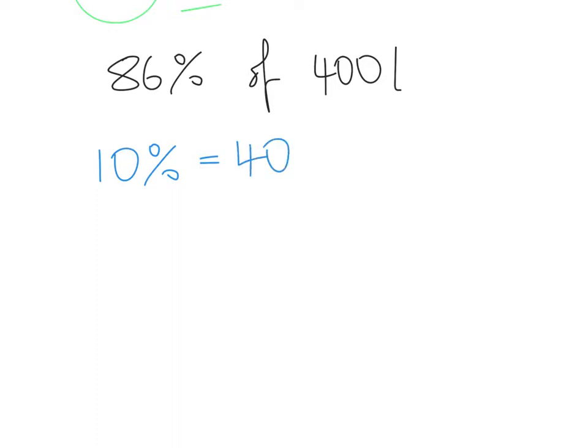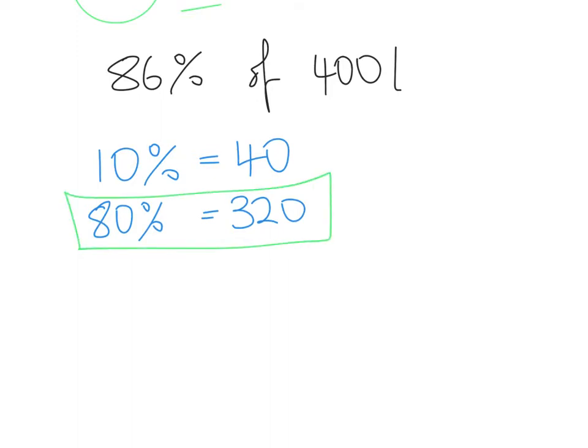Now, if I know what 10% is, I can multiply that value by 8 to give me 80%. So 80% must be 320 because 40 times 8 is 320. So I'm going to use that one later on.